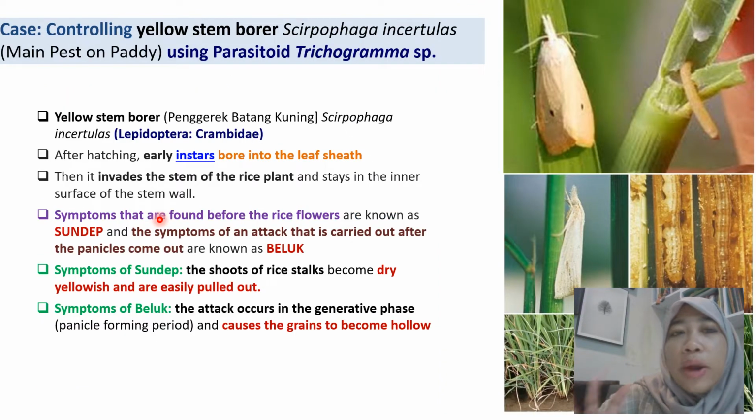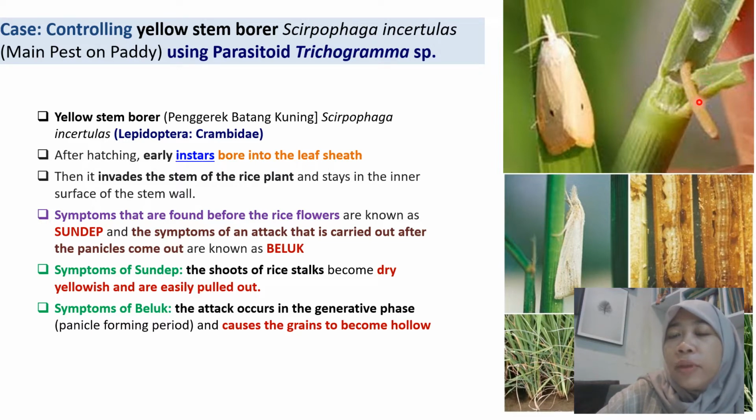And this is one case of how to control the yellow stem borer, Scirpophaga incertulas, using Trichogramma sp. Trichogramma is a parasitoid, and this is the yellow stem borer, the main pest of the rice field.